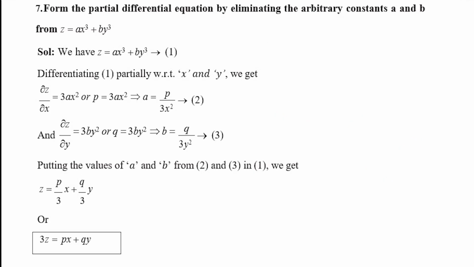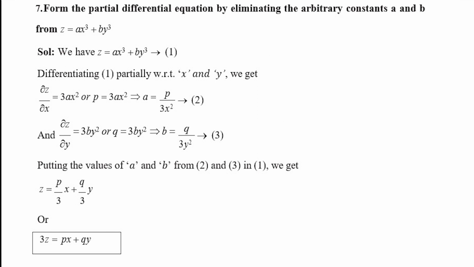Next we see a problem for eliminating arbitrary constants, that is z equal to ax cube plus by cube. So you have to consider this as equation number 1, differentiating equation 1 partially with respect to x and y, we get ∂z/∂x equal to 3ax square, and you have to substitute the notation ∂z/∂x equal to p equal to 3ax square. From this we get a value, that is a equal to p by 3x square.